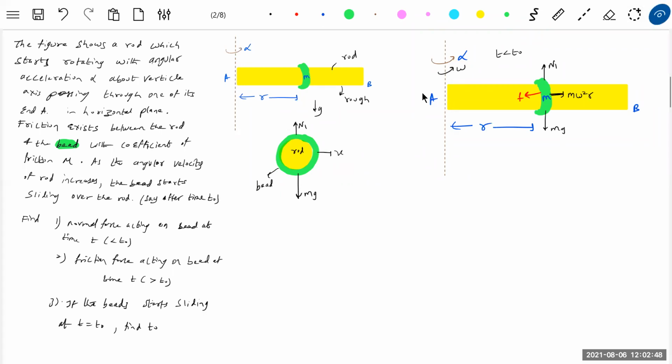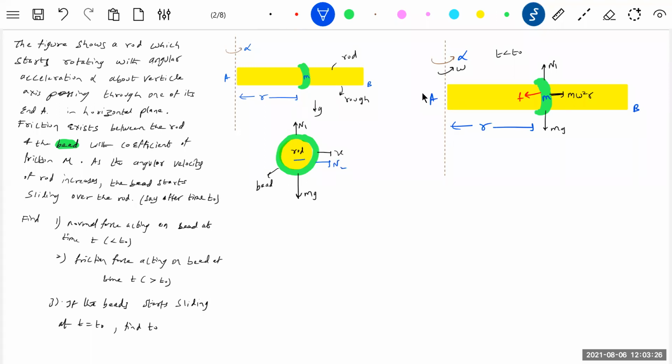See, who is rotating? The rod is rotating. What makes the bead rotate? Think once and answer. Who will push the bead? The rod. So there will be normal contact between whom? Between the bead and the rod. So normal contact will be acting.